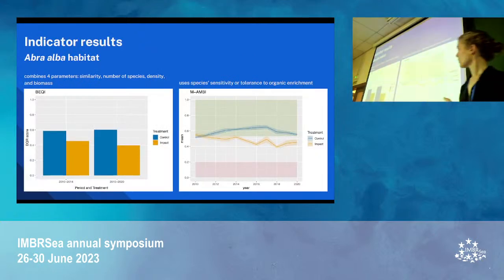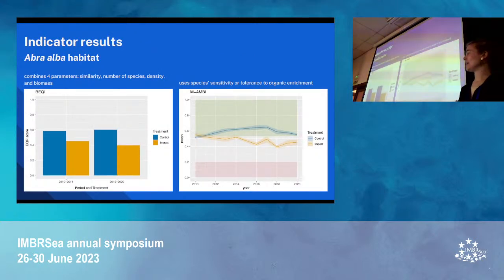So the first indicator, BEQI, combines four different parameters. It measures species richness, species composition, as well as density and biomass. And multivariate OMBI is an indicator specifically looking at the effects of nutrient pollution.